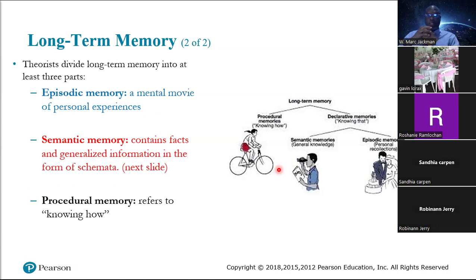in the form of schema. So you have knowledge of what a car is, you know what a bike is, you know what a tree is, you know what a computer is, a laptop, a phone, etc. These are semantic memory. And procedural memory refers to how you do things. How do you ride a bike? How do you cook food? How do you drive a car? You know, procedure. How do you write an essay? How do you research? So those would be the three main types of long-term memory that you would have.